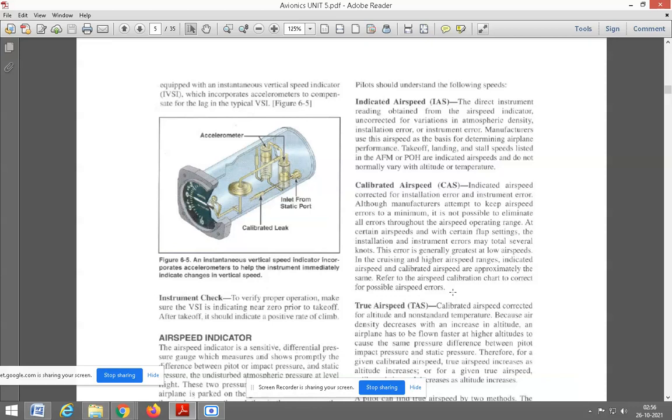Although that means even though your manufacturer keeps your airspeed errors to the minimum value, it will not be possible to eliminate all the types of error, okay, to show the correct standard airspeed range. Okay, so in such cases this calibrated airspeed will be used for indicating the error value or performance of your airplane.